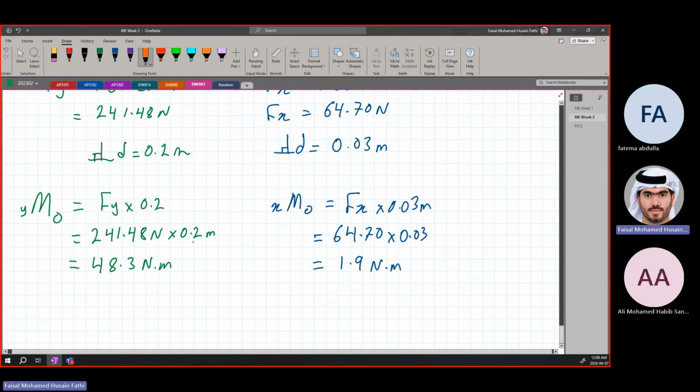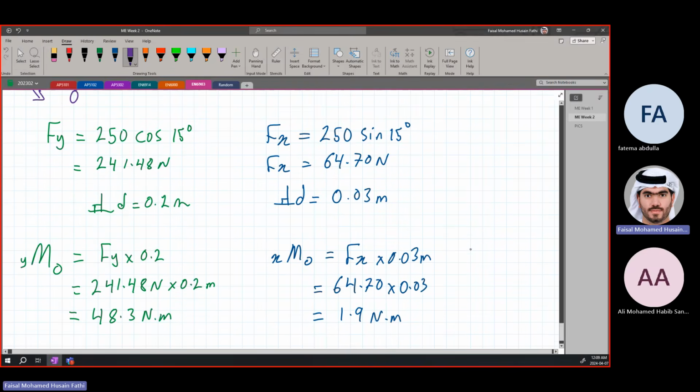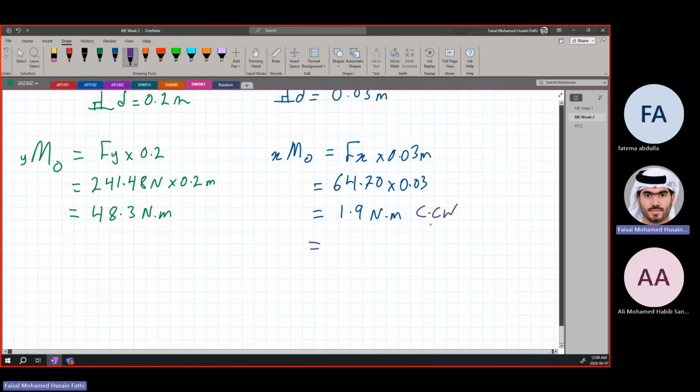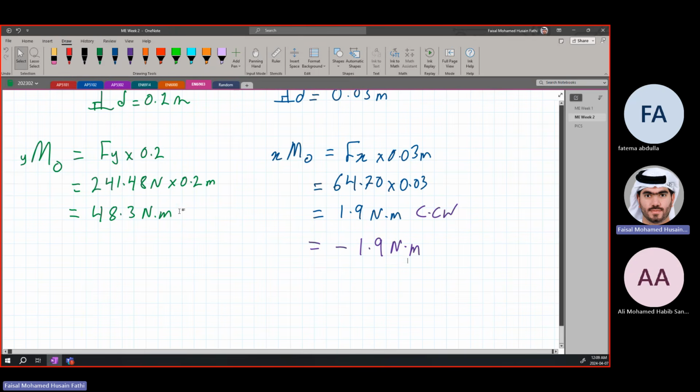We found the moment due to y and the moment due to x, but now we want to find the total moment. So for x, where is the direction of the force? It is going into this direction, so it's causing a moment in this direction, which is counterclockwise. So this is going to be equal to minus 1.9 Newton meter. And we know that this is negative.